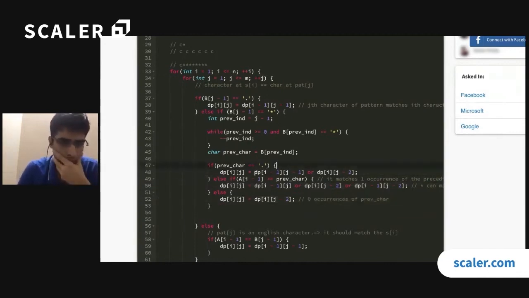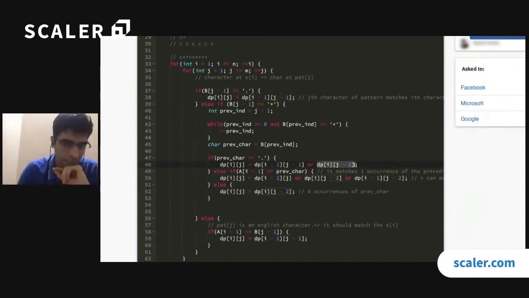This was the DP[i-1][j-1], meaning one occurrence of the previous character. Okay. DP[i][j-2] means more than one occurrence of the previous character. This can also be 0 occurrences of the previous character, right? Or not. If the previous character is equal to this, then the problem reduces to either I will match the previous character with this, then that is fine, or I will reduce the problem to matching this with something else.